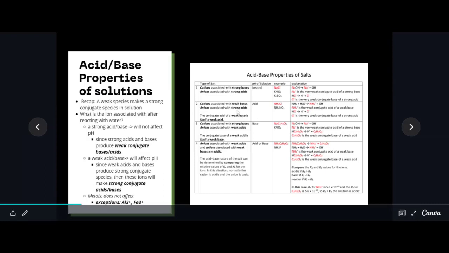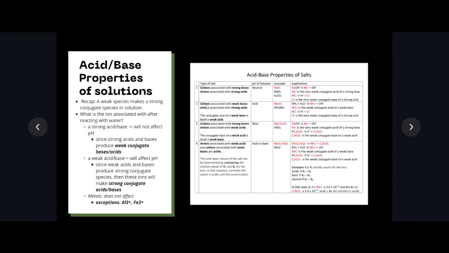On the other hand, in scenario two, we have a cation associated with a weak base. Let's see what happens then. Let's look at the example NH4Cl. We have Cl-, and we've established up here that it's the very weak conjugate base of a strong acid, so it's not going to affect pH. Now we have to look at the other ion.